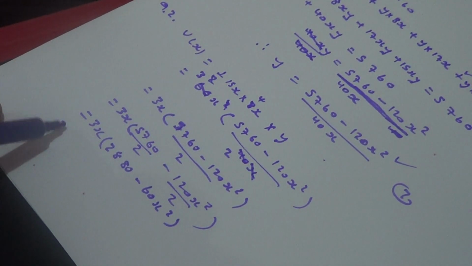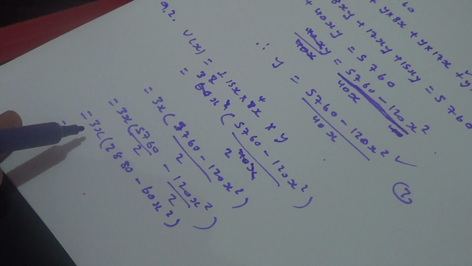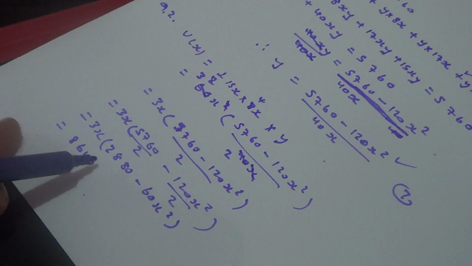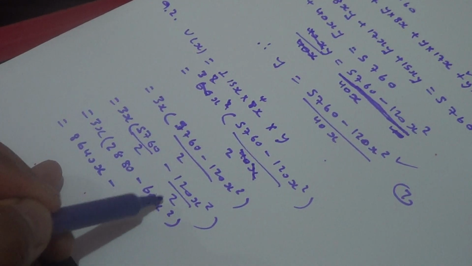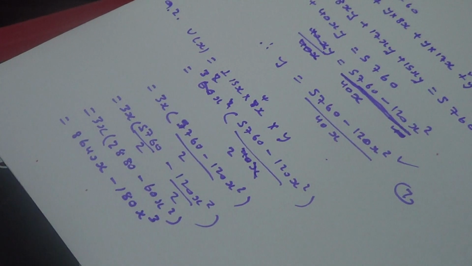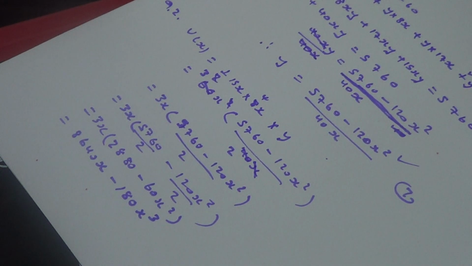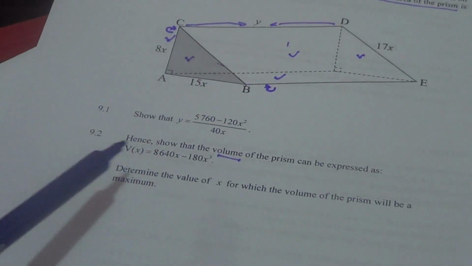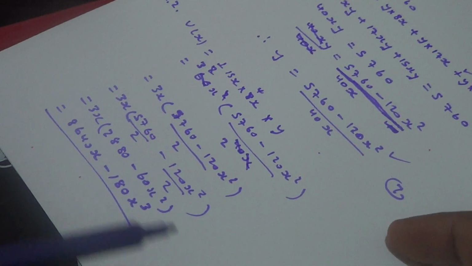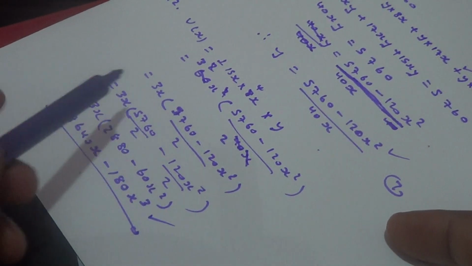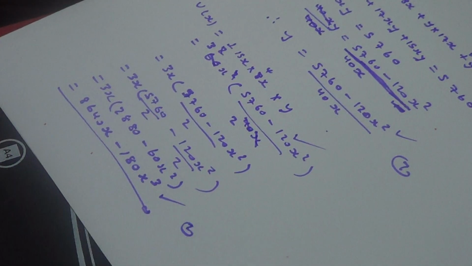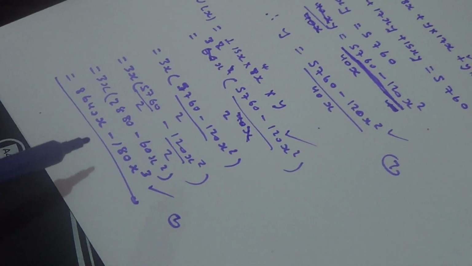Alright, not a problem. And then we finally do this. So this 1 times 3 is what? It is 8,640x minus 60 by 3, which is 180x cubed. Isn't it what they said we must show? Definitely it is what they said we must show. So that's the answer. Okay, they're giving 2 marks. I don't know why. Maybe for correct substitution here. Okay, 2 marks, not a problem.